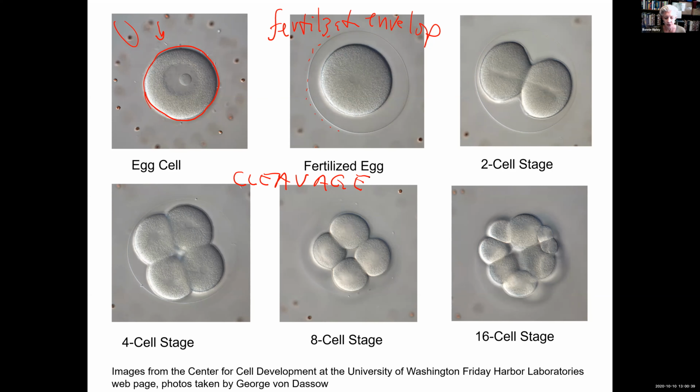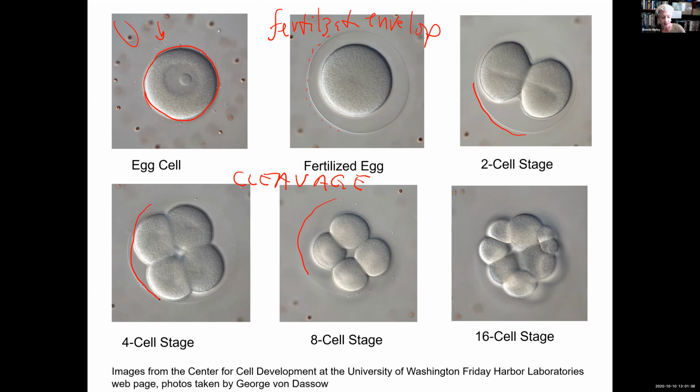And the daughter cells get smaller and smaller. We can see the fertilization envelope is still around each of these embryos. So as we go from one slide to the next, those cells are getting smaller and smaller. One cell turns into 2, 2 cells turn into 4, 4 cells turn into 8. So the cell has divided 1, 2, 3 times to give us 8 cells.